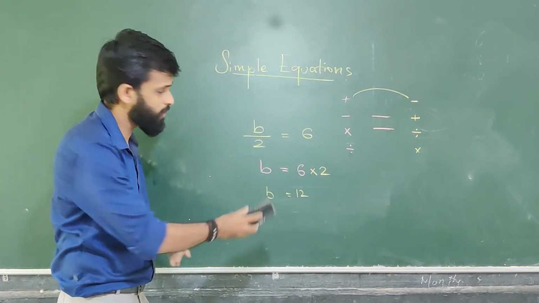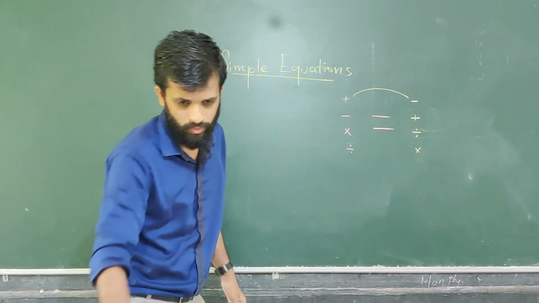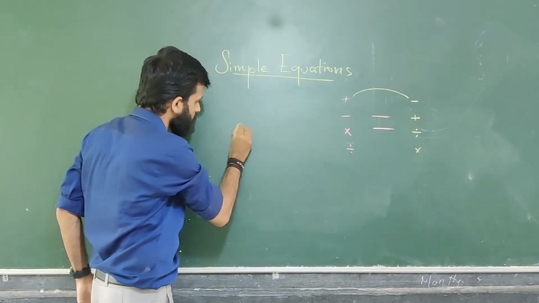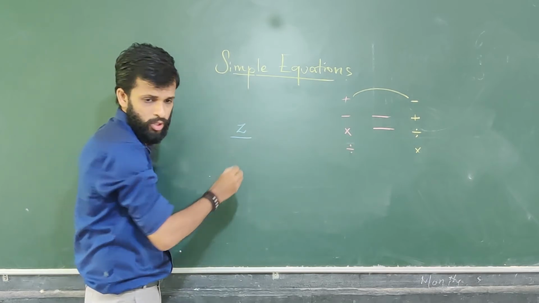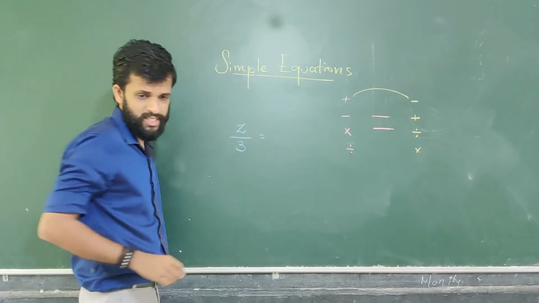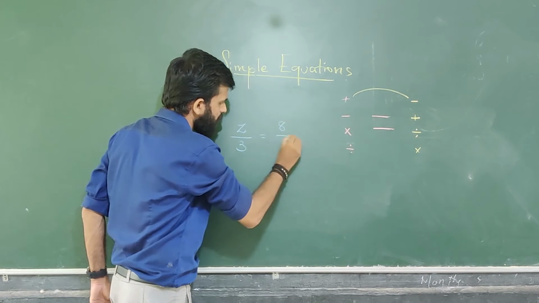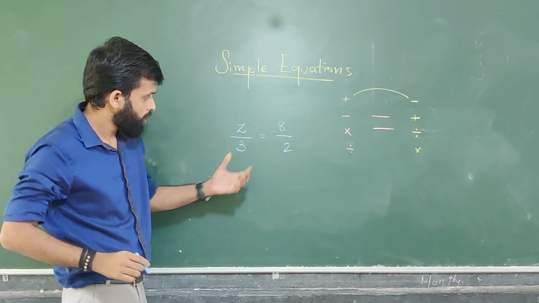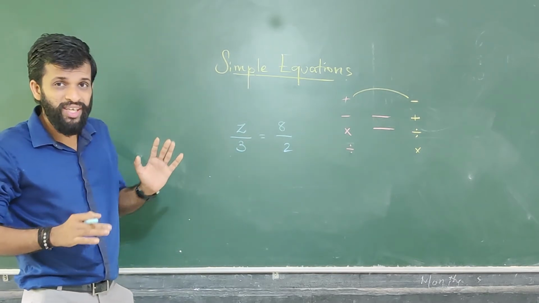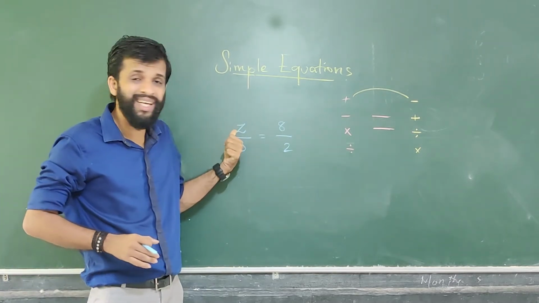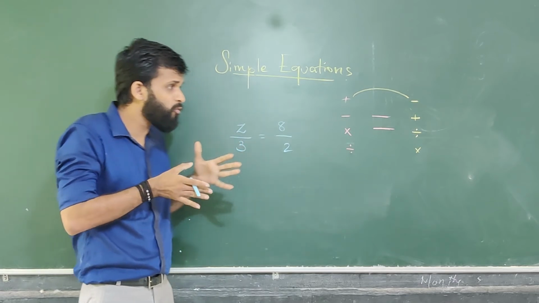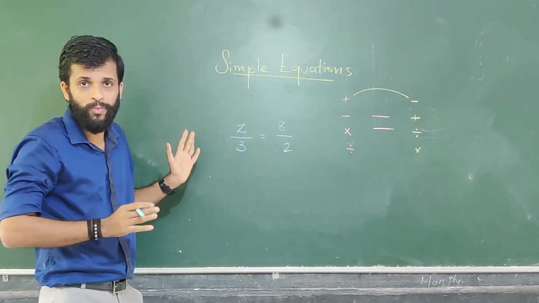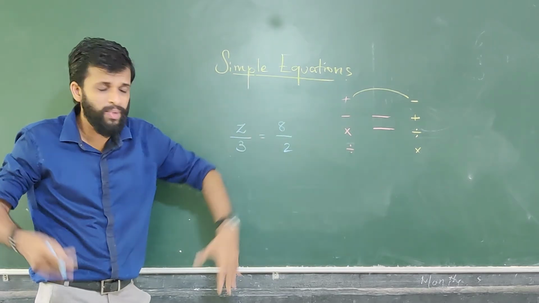Let us take another example. Level up the game a little bit, okay? So z upon 3 is equal to 8 upon 2. Alright, so I have 3 constants and 1 letter, 1 variable. So all I want to do is take all the numbers on the other side and keep the letter on one side, okay? Because I'm separating them, right?